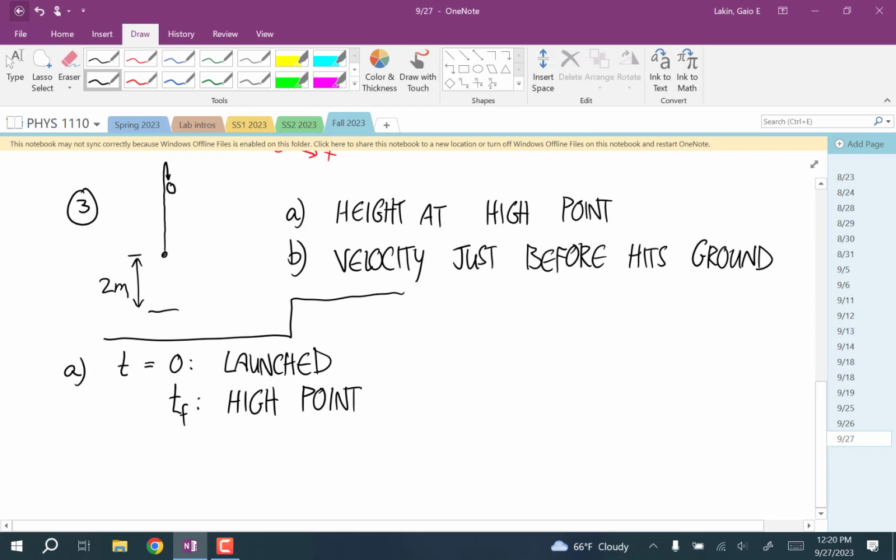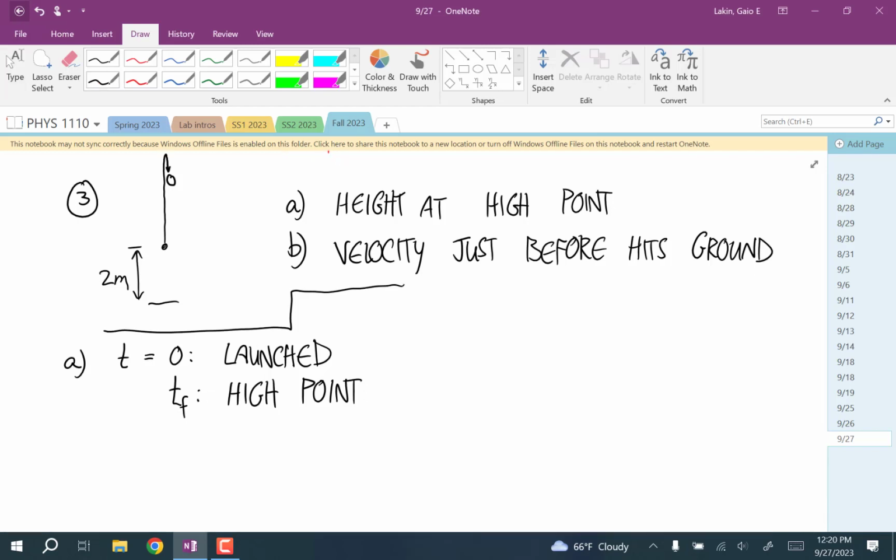So the fact that one of our instants happens when it's at its highest point tells us there's one bit of information that we're going to use eventually. Do you remember what that is? What do we always use anytime a problem asks us about the highest point? Oh, the velocity is 0. That's right, velocity is 0. And in 2D, it would be the y component of velocity is 0.